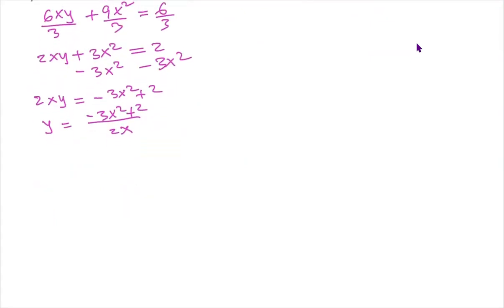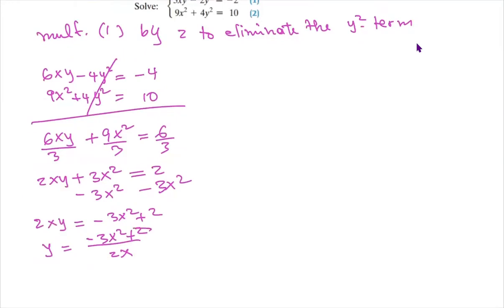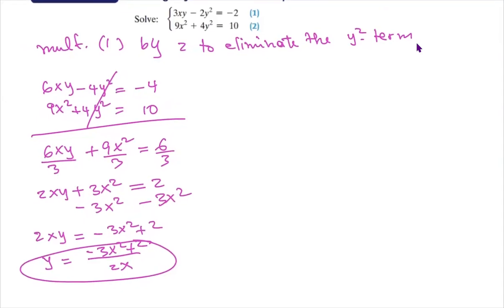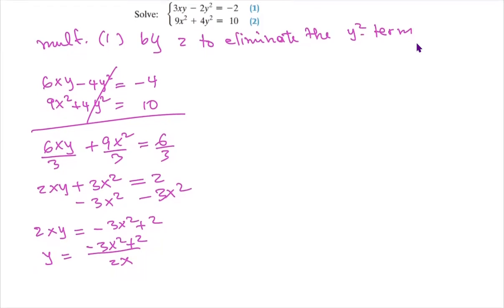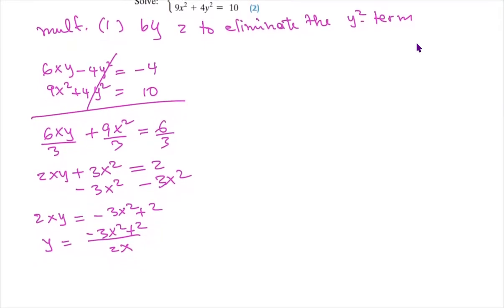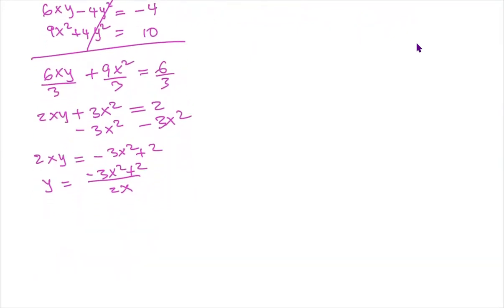Now we're going to try to substitute this y into one of the equations 1 and 2, but let me use 2 because 2 is less complicated and I would want to go with 2. So that's going to be 9x squared plus 4 times -3x squared plus 2 over 2x, squared, equals 10.